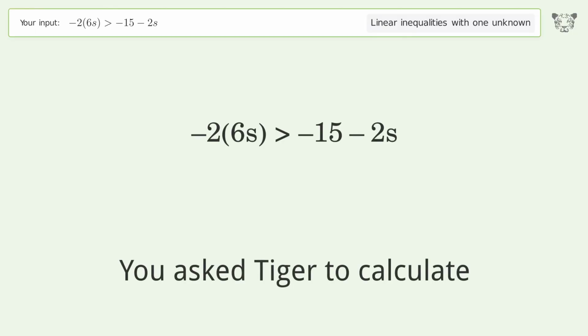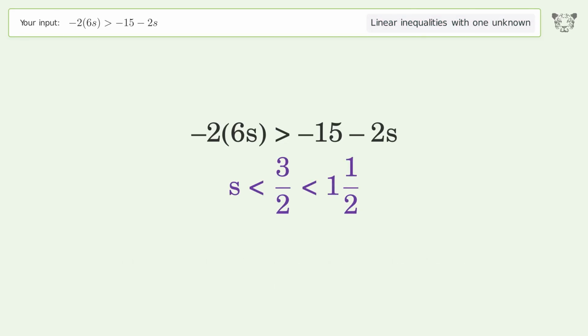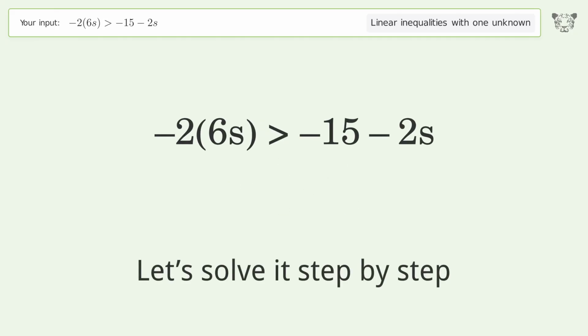You ask Tiger to calculate. This deals with linear inequalities with one unknown. The final result is s smaller than 3 over 2 smaller than 11 over 2. Let's solve it step by step.